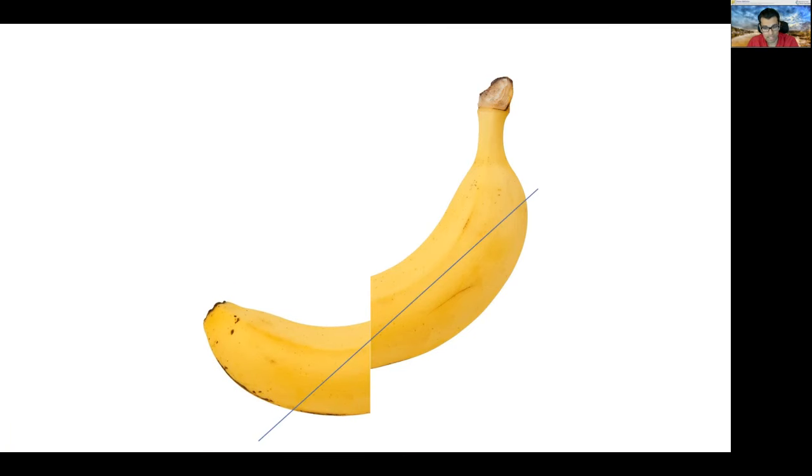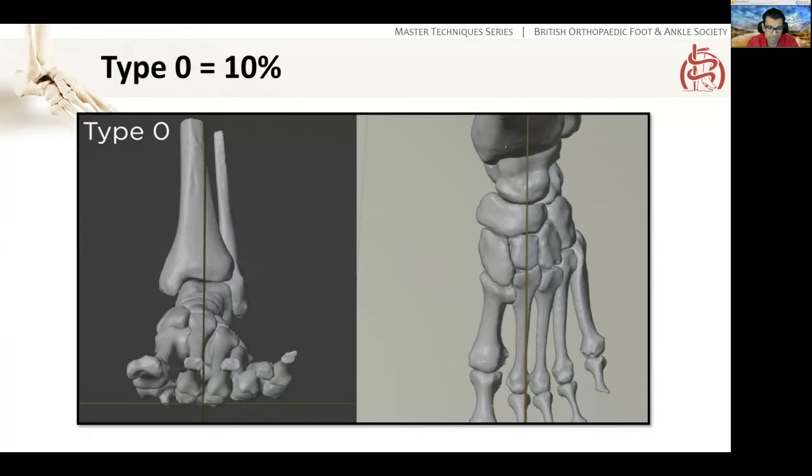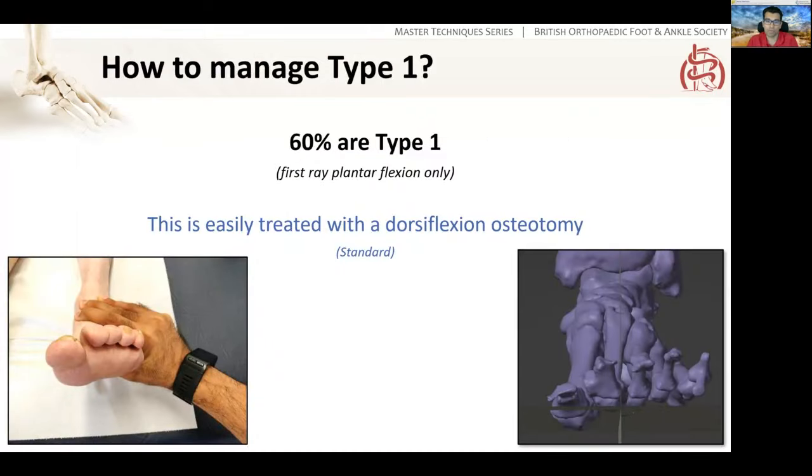And 10% have a type 3, where they actually have true adduction. Most adduction is actually plantarflexion and rotation in disguise, but some patients have true adduction. And about 10% have type 0, where actually they're balanced and they don't actually have a forefoot deformity at all. So instead of just going with the flow and doing a dorsiflexion osteotomy each time, we think about how we manage each individually. So type 1, just the first ray is plantarflexed.